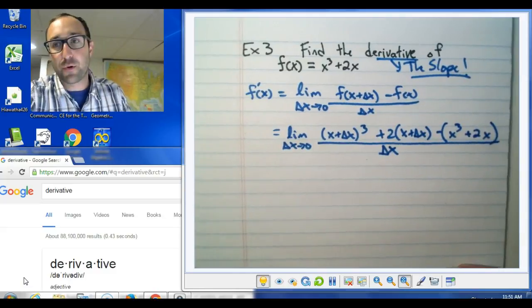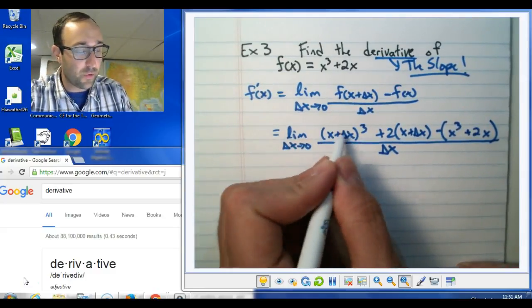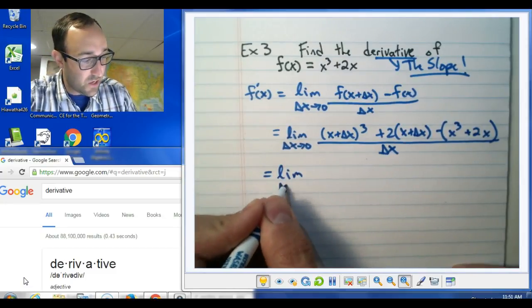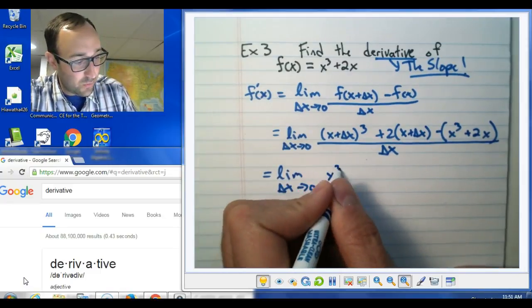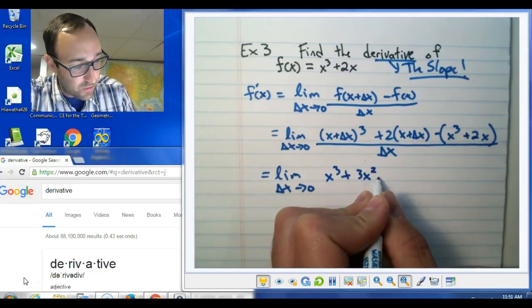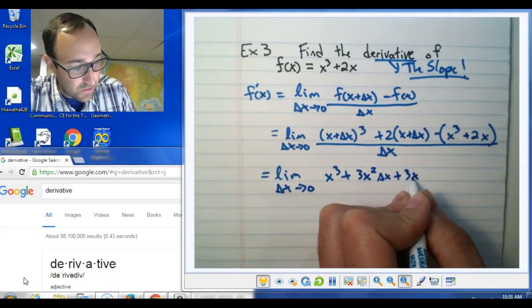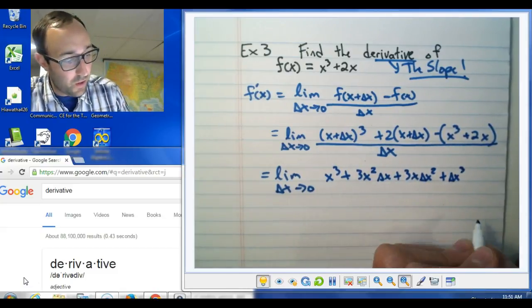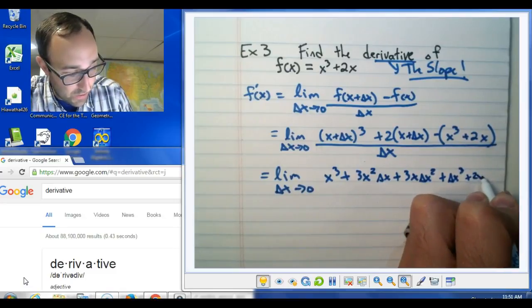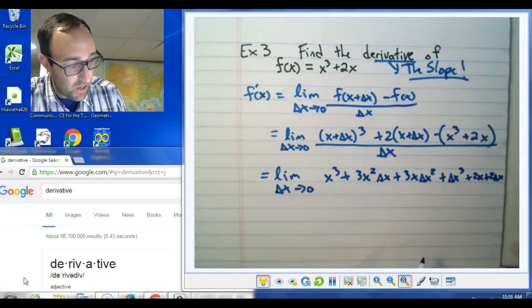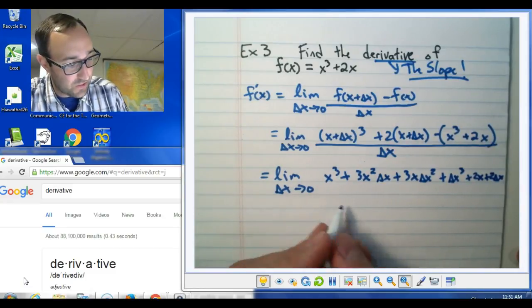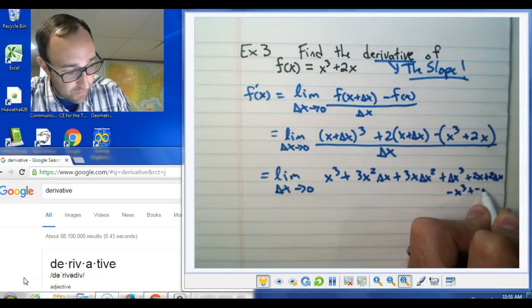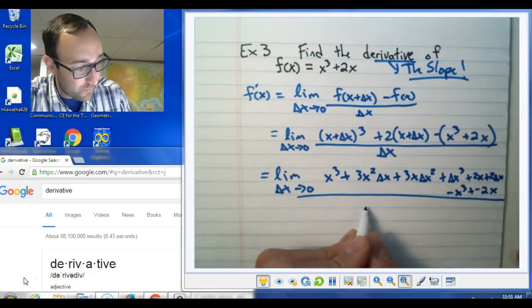Okay, if you go to the front cover of your book because you don't remember how to factor or FOIL or all that kind of stuff with a cube, you should do that, and that's going to be the same as the limit as delta x approaches 0 of x cubed plus 3x squared delta x plus 3x delta x squared plus delta x cubed. I'm going to run out of room, plus 2x plus 2 delta x, and I have to keep on going here, so I'm going to write the rest of this on the next line. That's also going to be minus x cubed plus negative 2x, and that's all going to be over delta x.